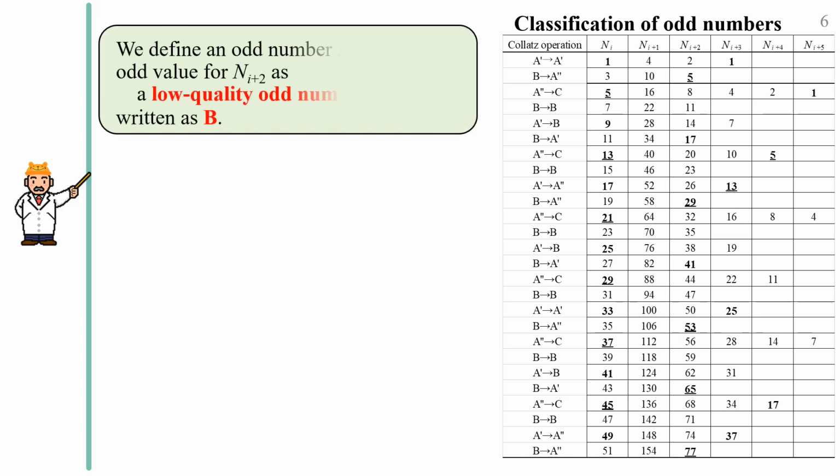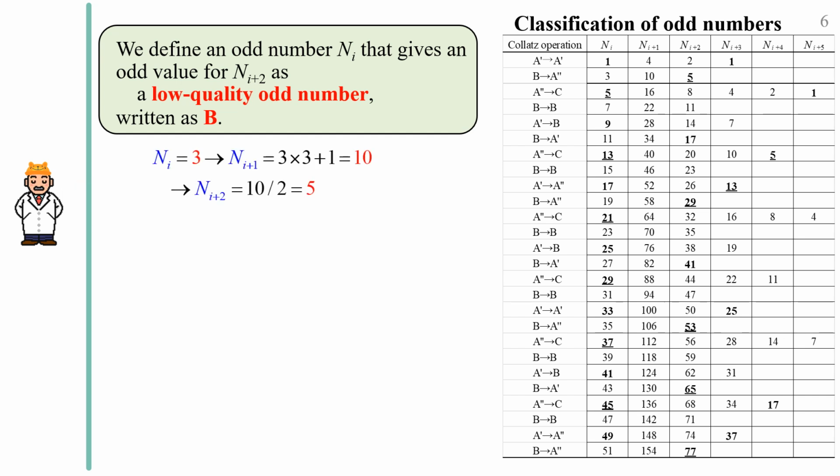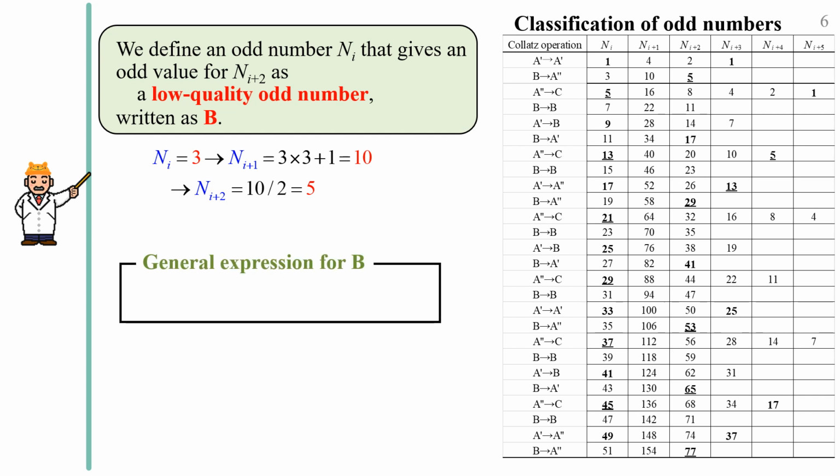Next, we define an odd number n_i that gives an odd value for n_{i+2} as a low-quality odd number, written as b. In the table, these values are shown in normal type. For example, when n_i equals 3, the value n_{i+2} becomes odd in the following sequence. The general form of the set b is given as follows.